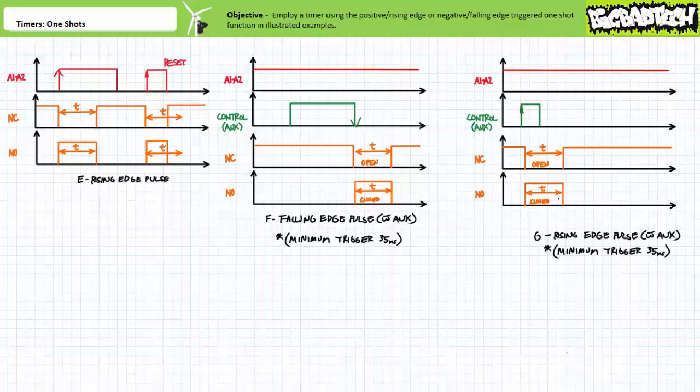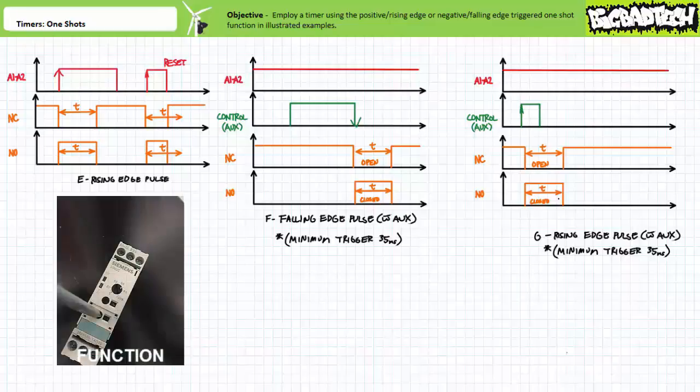Here's an example of the 3 different one-shot functions afforded by this single multifunction timer. To set this particular multifunction timer to perform the rising edge pulse function for a period of 5 seconds, the technician would rotate the function selector to function E, rising edge pulse function, as illustrated in the previous table. Then a technician would choose the appropriate delay period.